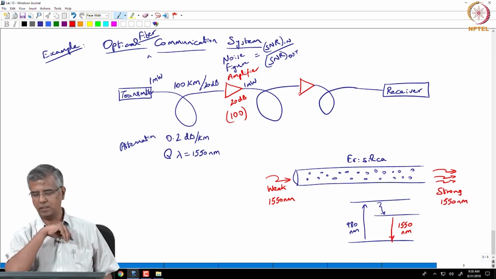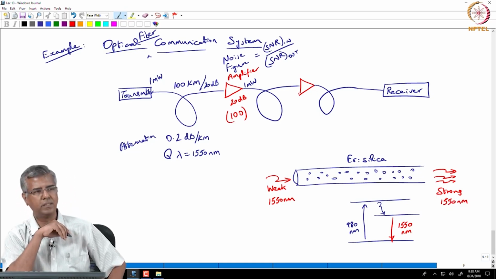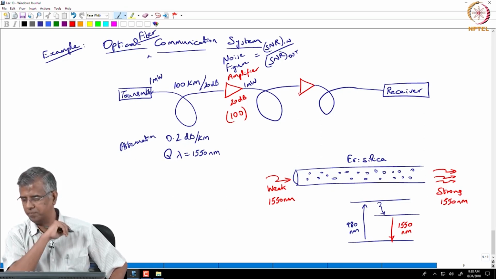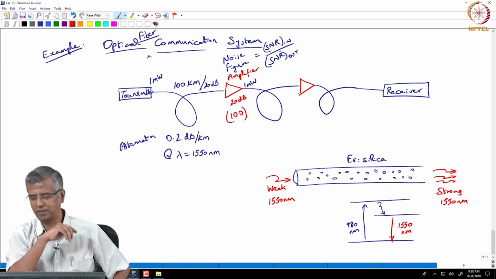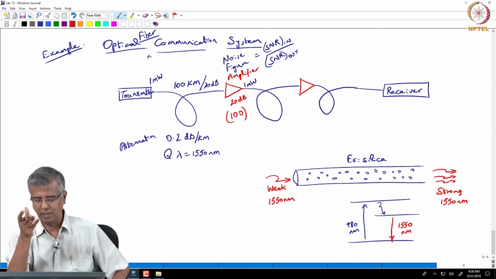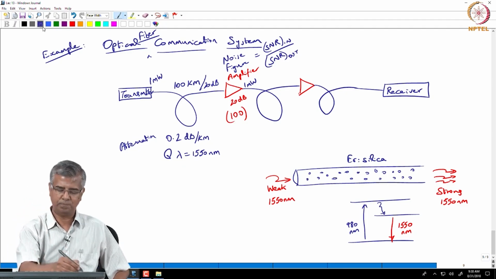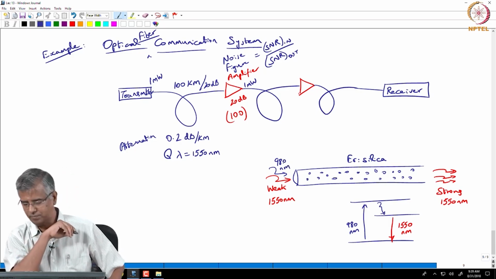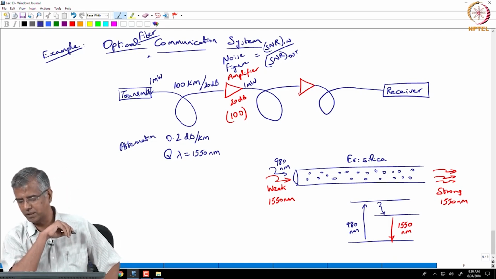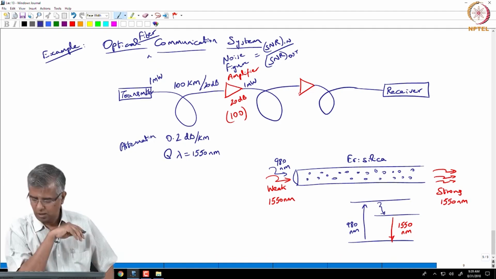The photons are counted in terms of their flux density. So the input flux density is very low, but the output flux density is very high. And where did we get that extra energy? Through the pump, right? So somehow we have supplied this 980 nanometer photons also into this medium, okay. And so we got this amplification.